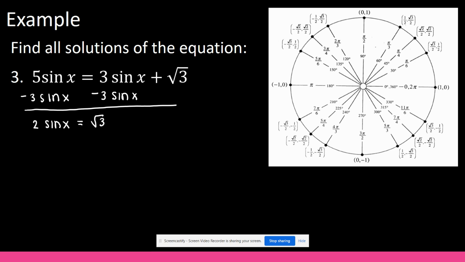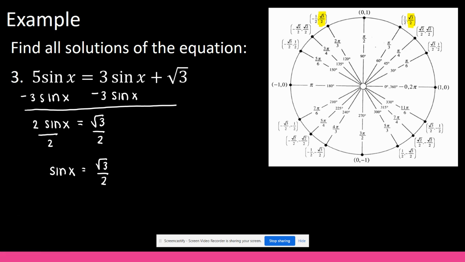And so I still don't quite have that sine isolated. I'm going to have to divide both sides by 2. And now I have my isolated trig function. So the sine of x equals the square root of 3 over 2. Remember, sine is second in my ordered pair, and I need it to be positive. Well, that falls here in the first quadrant, and that also falls right here in the second quadrant.